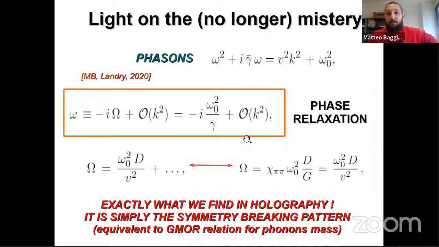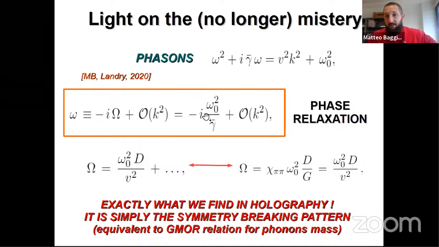The less obvious thing is that when you do the same for the phason, your equation is modified in this way. This was already there, but you now get a mass term. But because this mode at the beginning was not propagating but diffusive, once you expand this equation at low momenta, you will not find a massive mode. You will find a mode which is damped. And if you do the concrete computation, you will find that this damping that I call capital omega is exactly omega zero squared divided by gamma bar. This is just solving this equation.